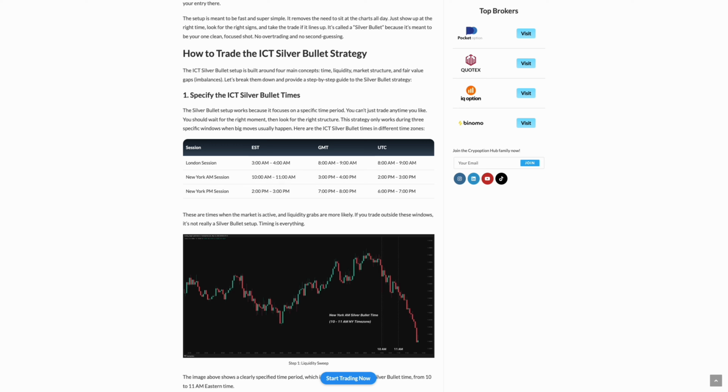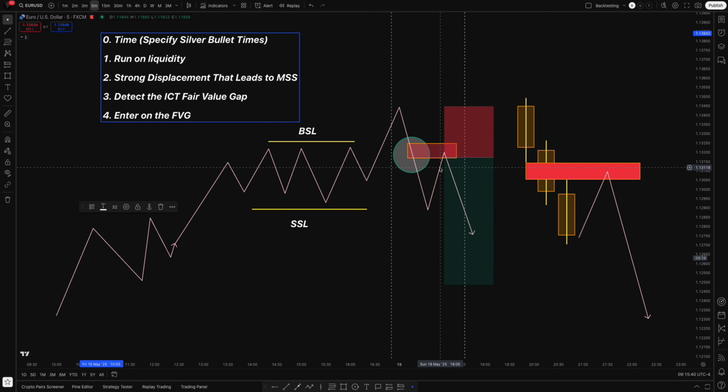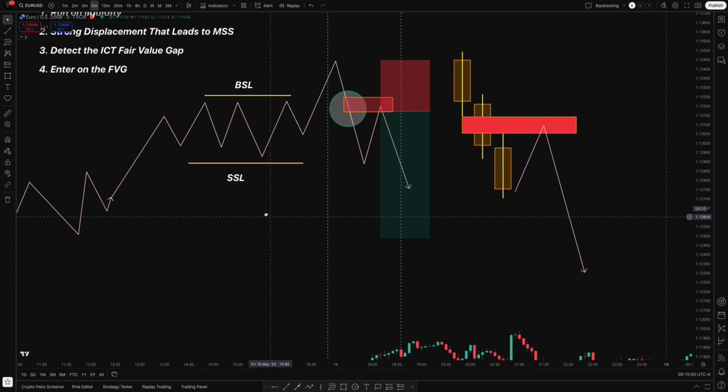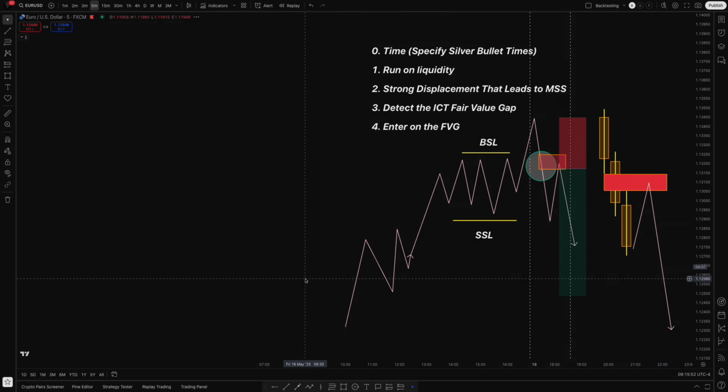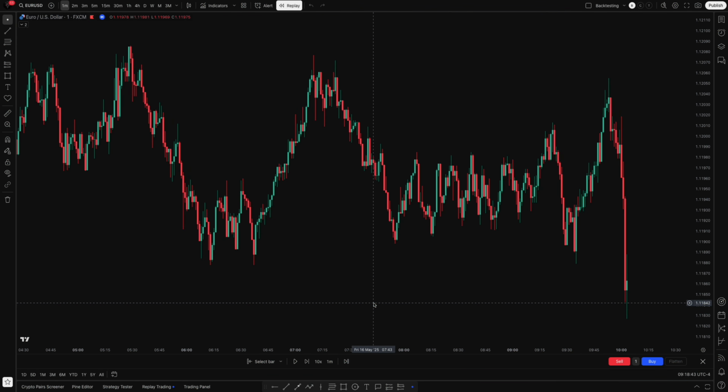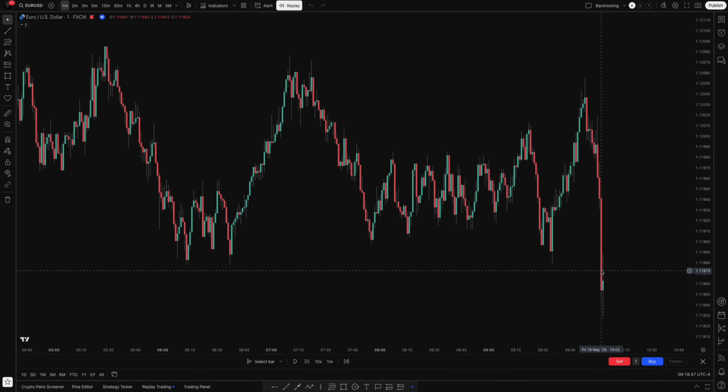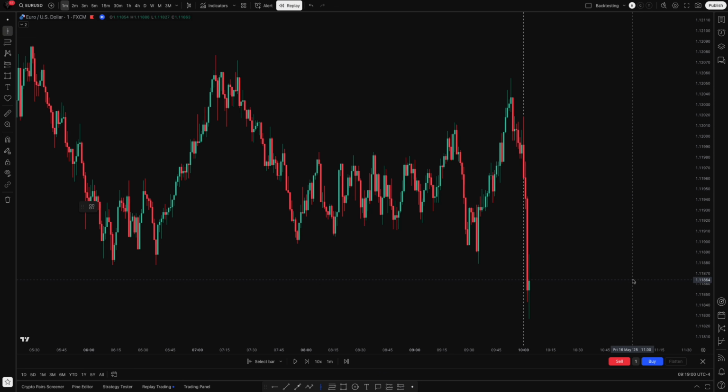So our execution, where we enter the trade, should be in the period between 10 and 11 AM, okay? So let's go to the chart and let's show you some examples. All right, so here's our first example. Now we are at the beginning of the silver bullet session. I will mark this for you. The silver bullet period in the New York AM session.